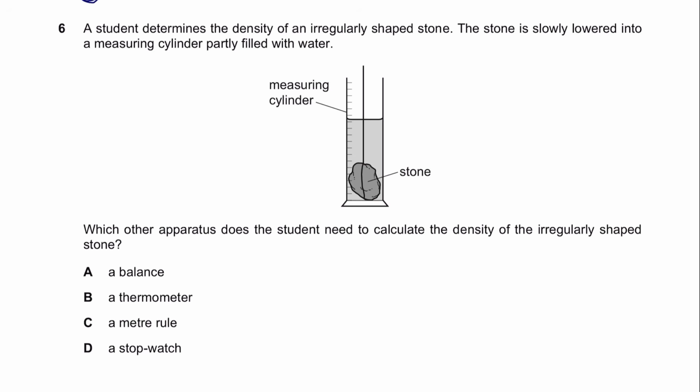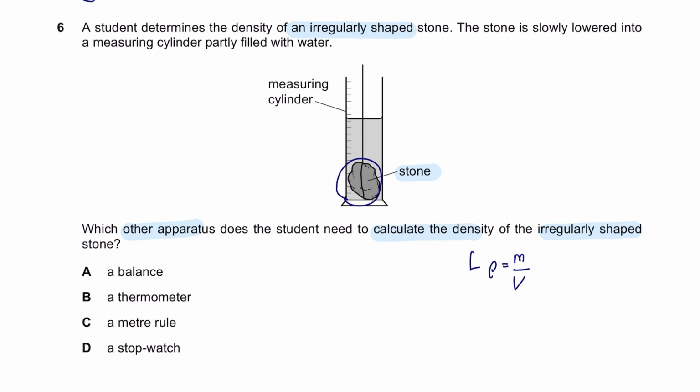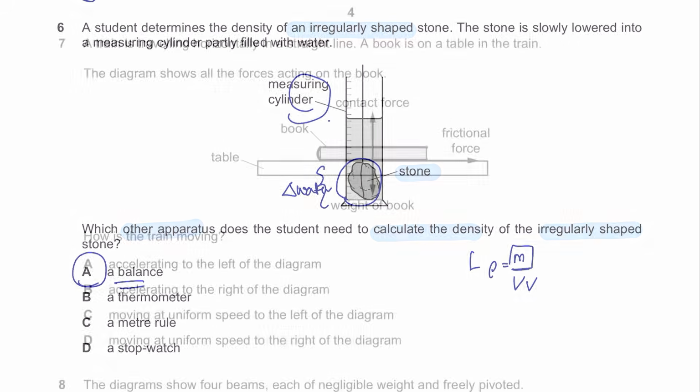Question 6. A student determines the density of an irregularly shaped stone. The stone is slowly lowered into a measuring cylinder partly filled with water. Which other apparatus does the student need to calculate the density of the irregularly shaped stone? To calculate density, you're going to require mass and volume. The volume of the stone here can be determined by calculating the change of water level in the measuring cylinder. And for the mass, we will require a balance, so the answer is A.